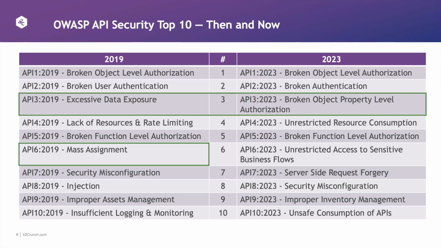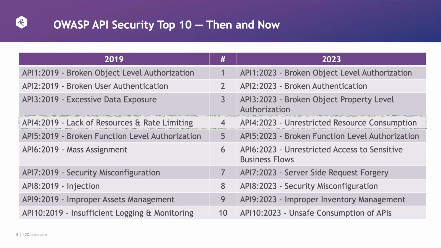So we got API 3, which was excessive data exposure. So this is when an API leaks more data than it should. And its counterpart, which is the mass assignment, which is when an API accepts more data than it should. So think of those as the read and write operations. And what OWASP have done is they've just put those 2 together and called that broken object property level authorization. Lots of words. Just means reading and writing more data than you should.